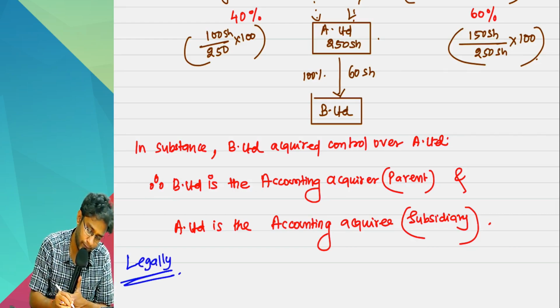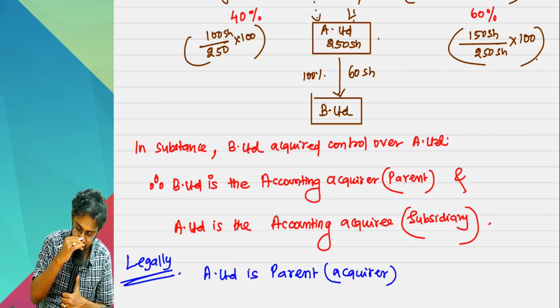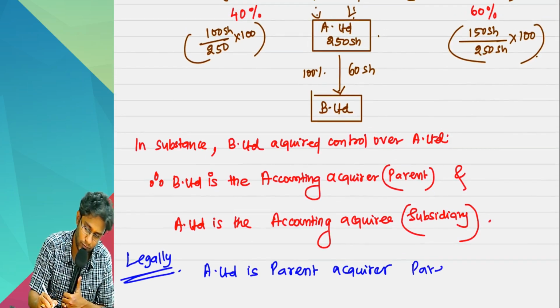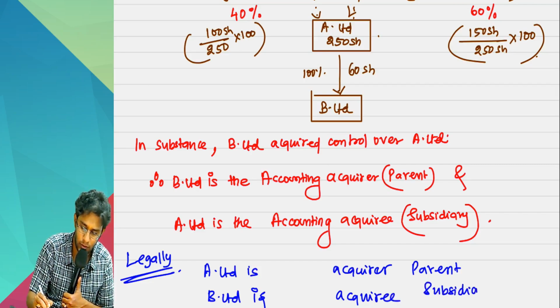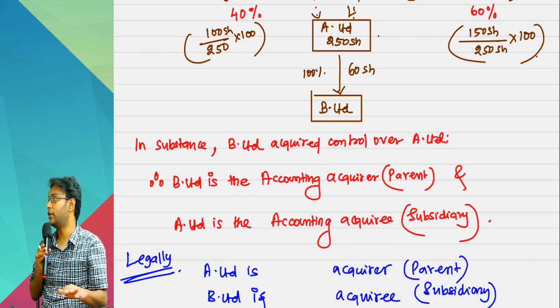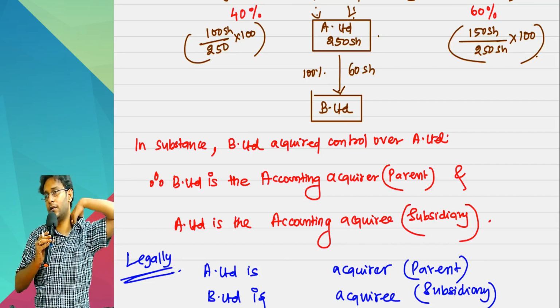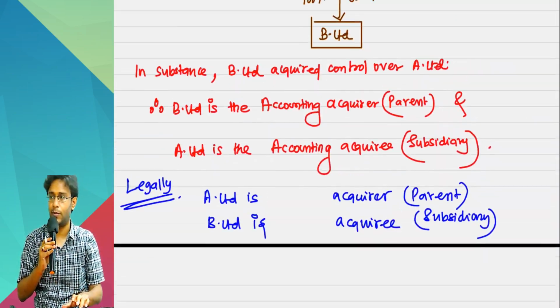Legally, A Limited is the parent and of course the acquirer. And B Limited is the acquiree and subsidiary. So who is the parent? A is the parent, B is the subsidiary legally. Who has to do consolidated financial statements? Legally, who has to prepare consolidation? A has to prepare consolidation.